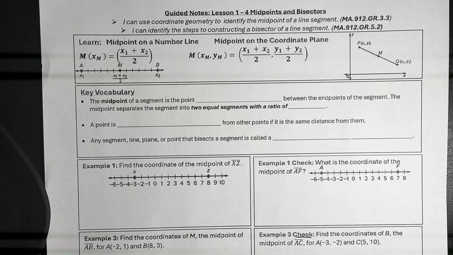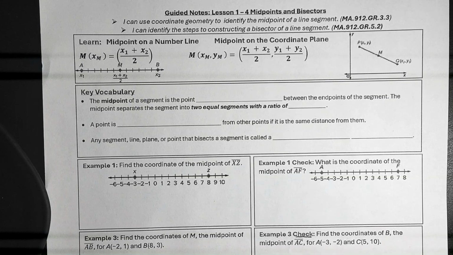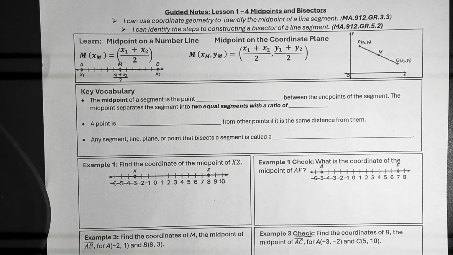All right, midpoints, obviously. The middle point, the point in the middle. The standards for this lesson: GR 3.3, I can use coordinate geometry to identify the midpoint of a line segment, and GR 5.2, I can identify the steps to constructing a bisector of a line segment. So we're going to touch on that on the back page.